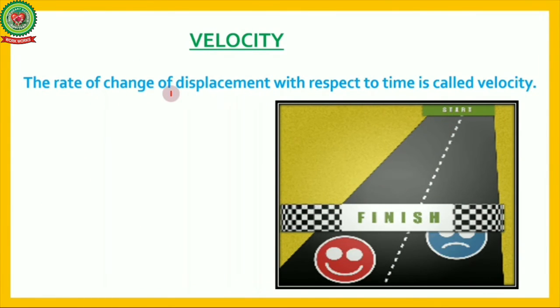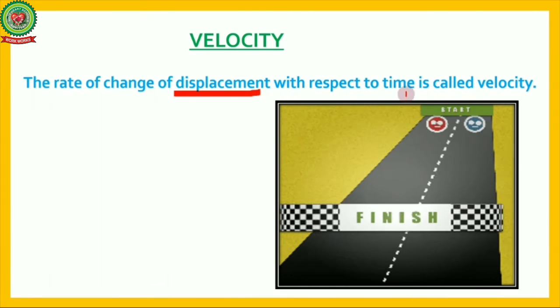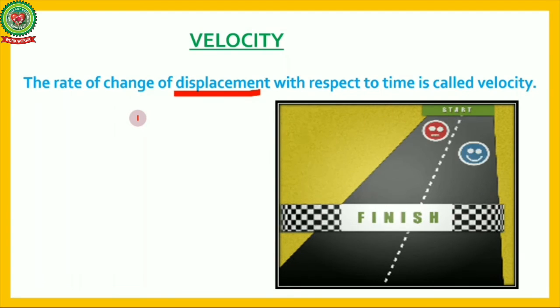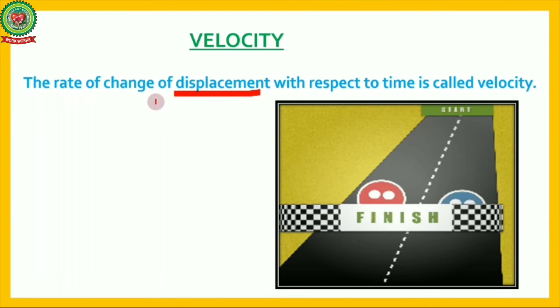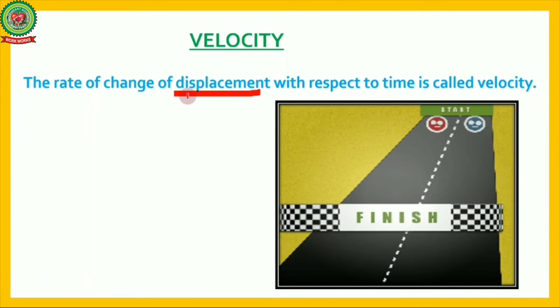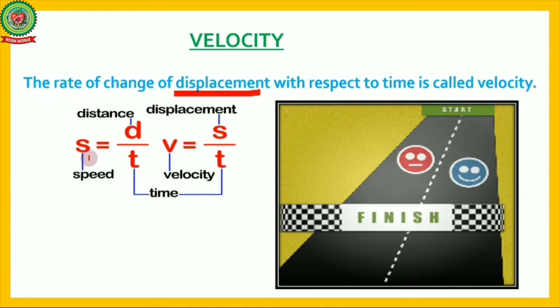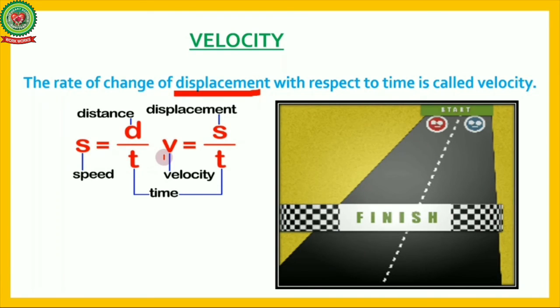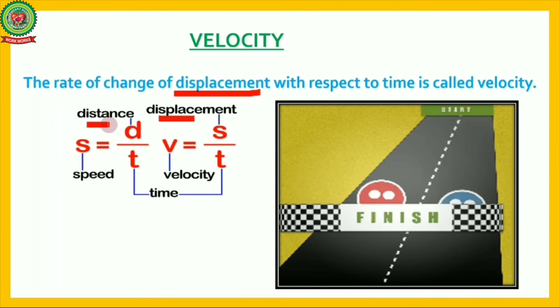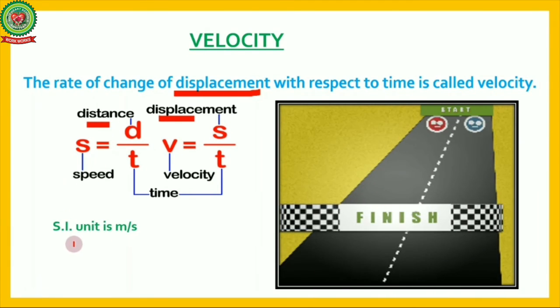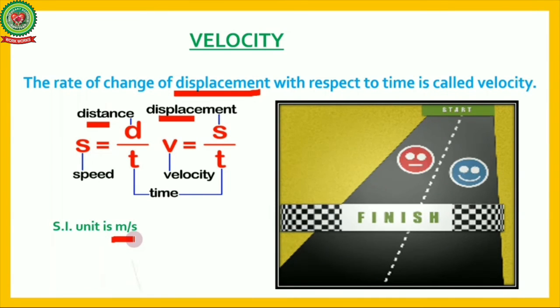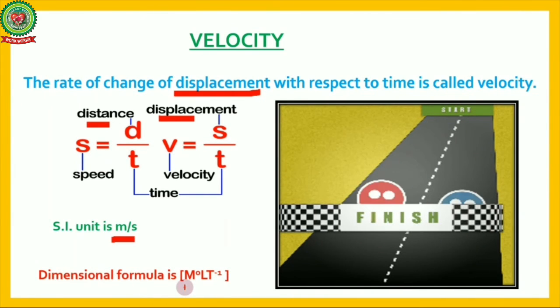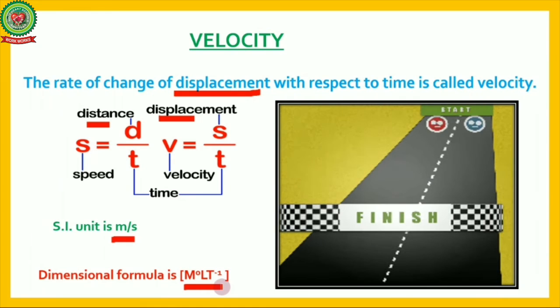Next is velocity. The rate of change of displacement with respect to time is called velocity. The only difference between speed and velocity is that speed is a scalar quantity whereas velocity is a vector quantity. So the formula for speed and velocity is the same. Speed is equal to distance upon time whereas velocity is equal to displacement upon time. Therefore the SI unit of velocity is also meter per second, and the dimensional formula is also 0 in M, 1 in L and minus 1 in time.